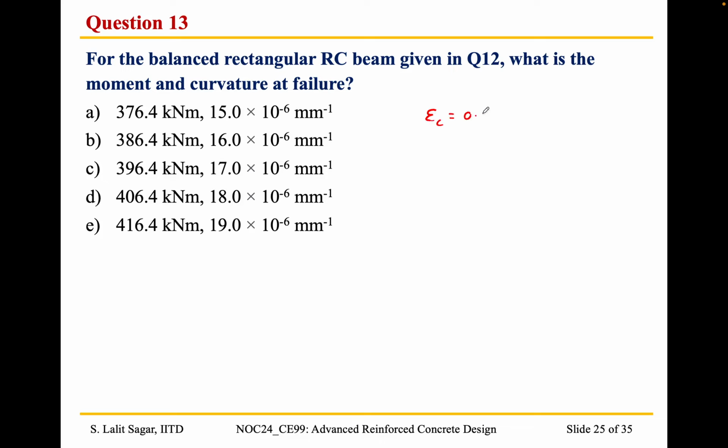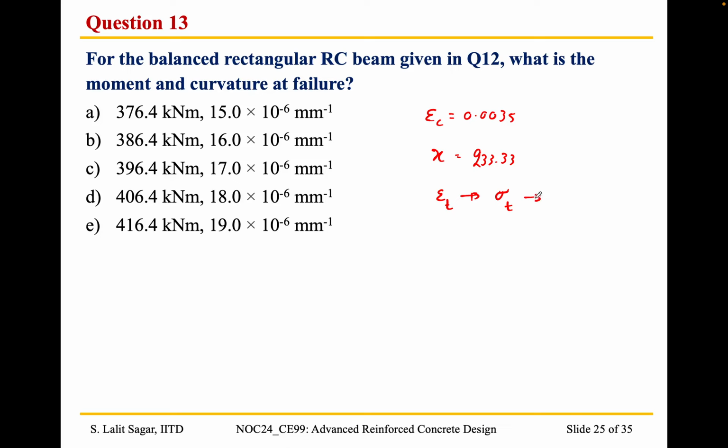Epsilon c is 0.0035, and we know the value of x. X is, I'm sorry, 233.33. From this we can find out the value of epsilon t, and from this we can find out the value of the stress in steel.